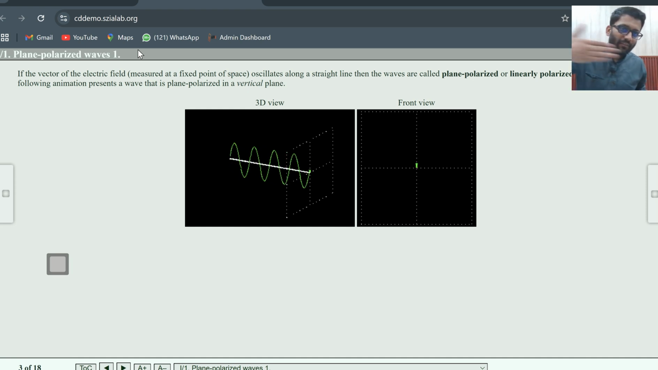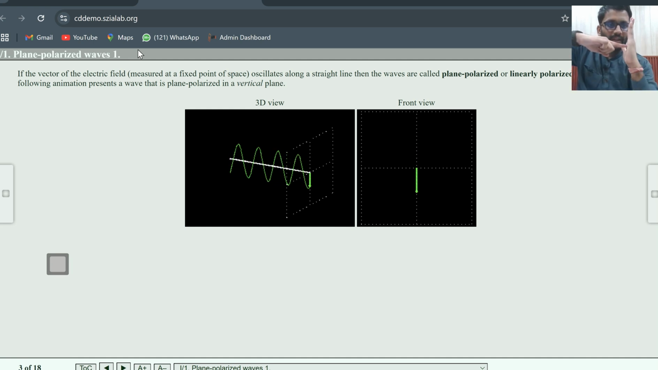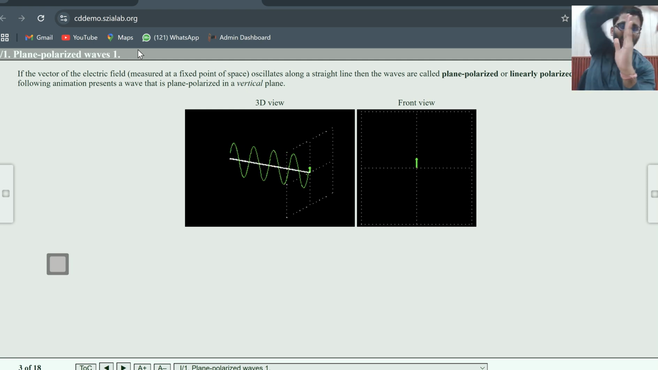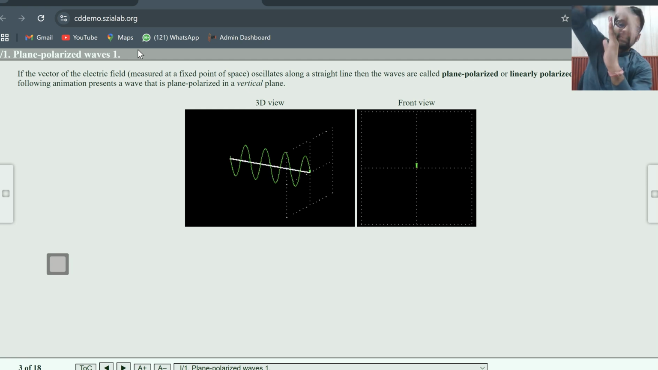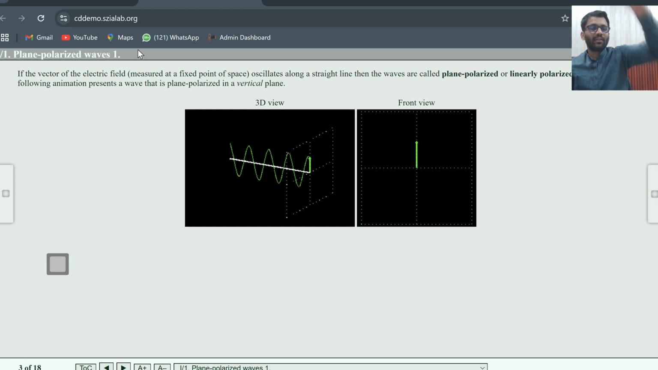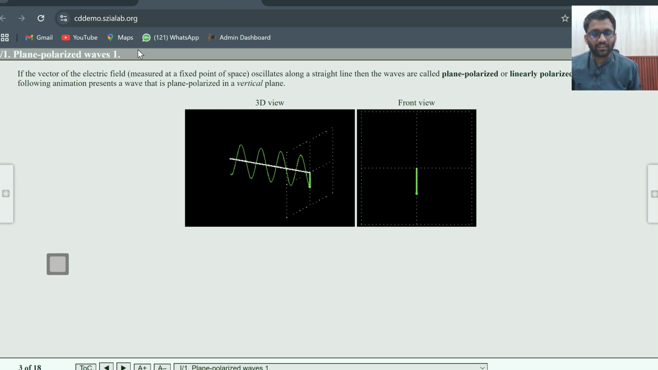If this is my direction of wave propagation, I will take a perpendicular plane. This is how my wave is going. I will take a perpendicular plane here, and then I will look from this side, to see how this wave would be looking. So the wave would be looking like a line. So this is known as linear polarization.